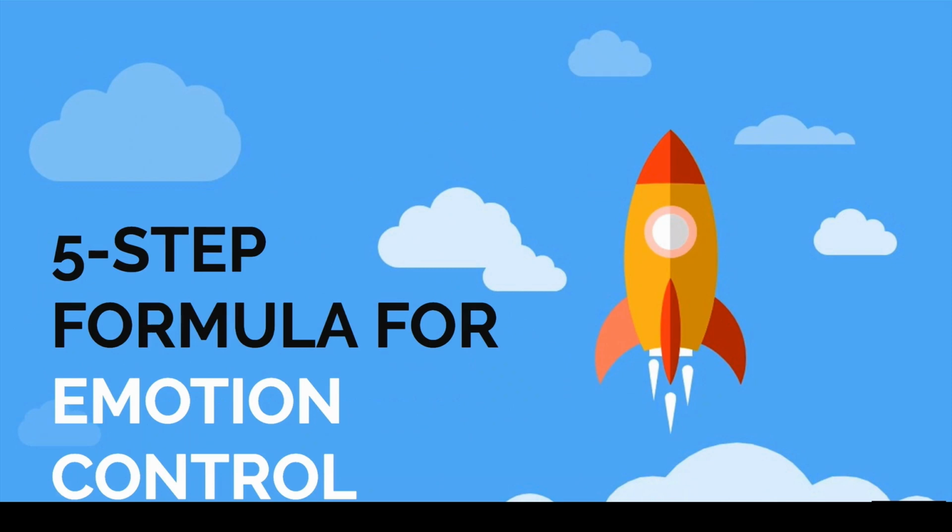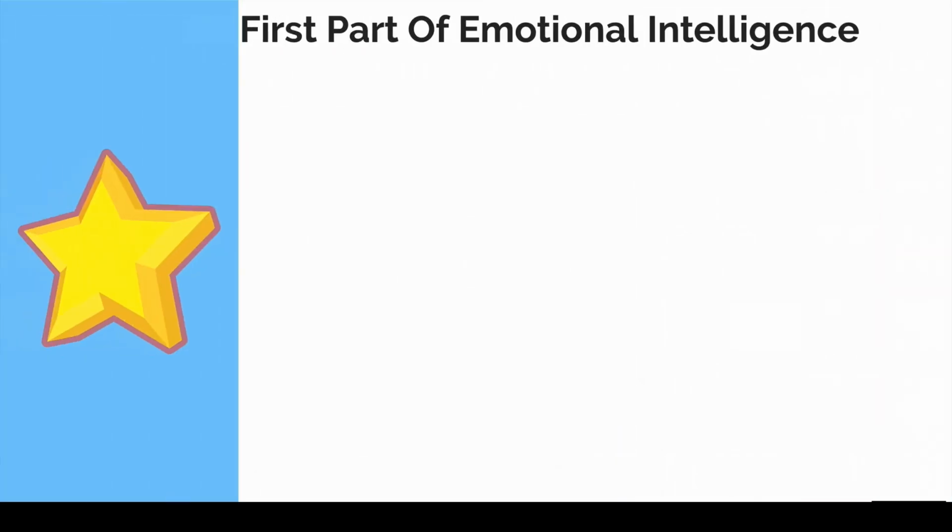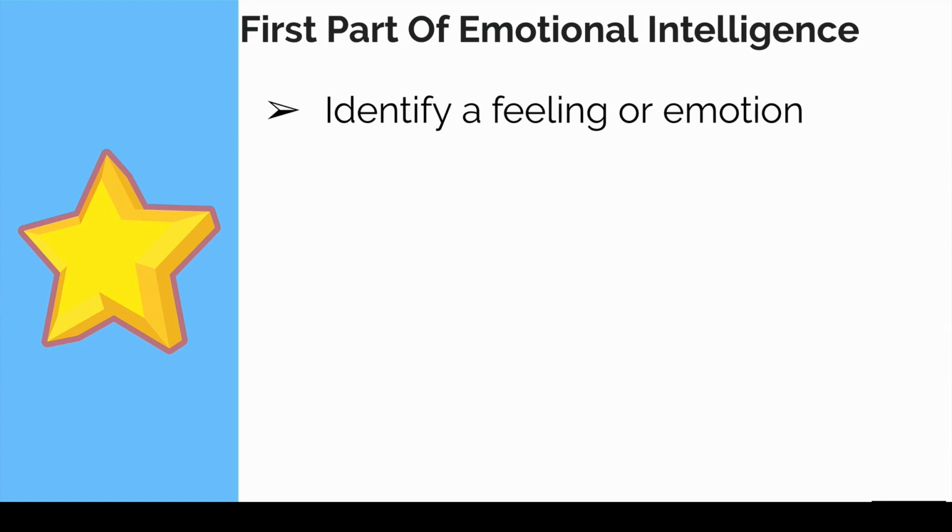I'm going to give you a 5-step formula, kind of just steps to follow for controlling your own emotion at every emotion. And this is really the first part of emotional intelligence, is to control your own emotions. That's what we're going to focus on here. So the first part is, well, identify that feeling or emotion.